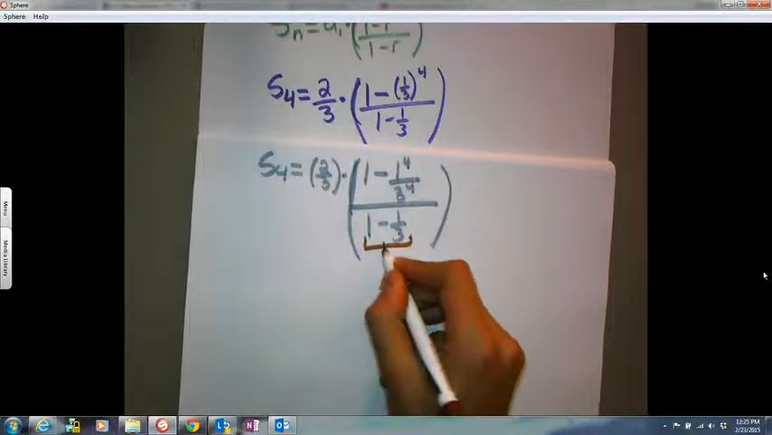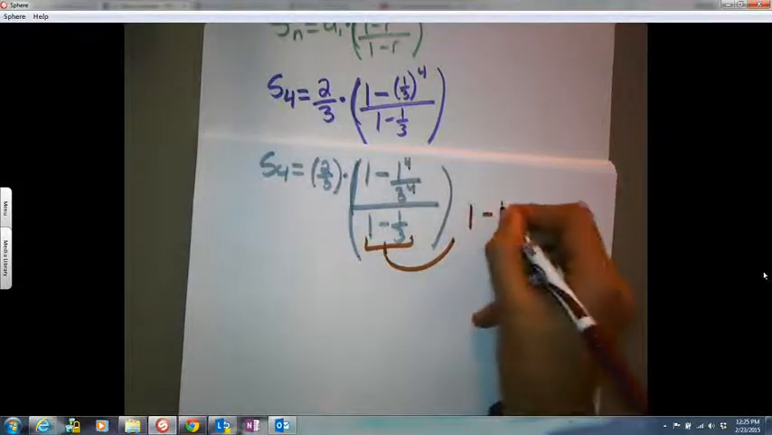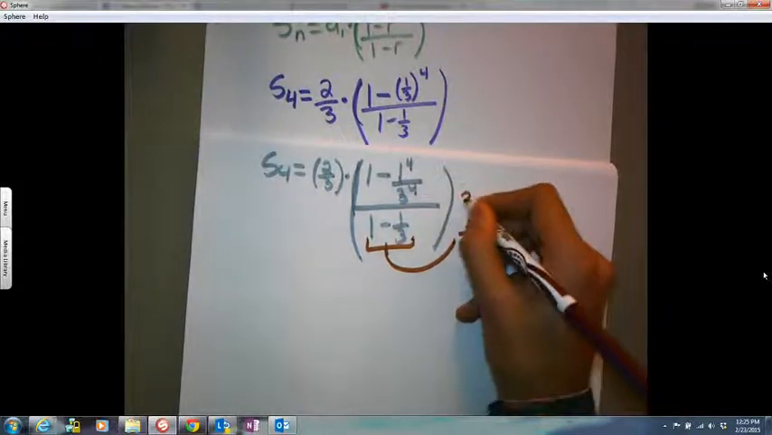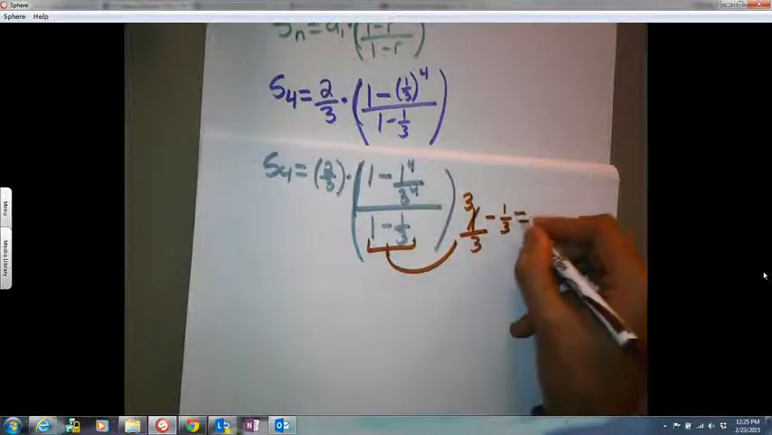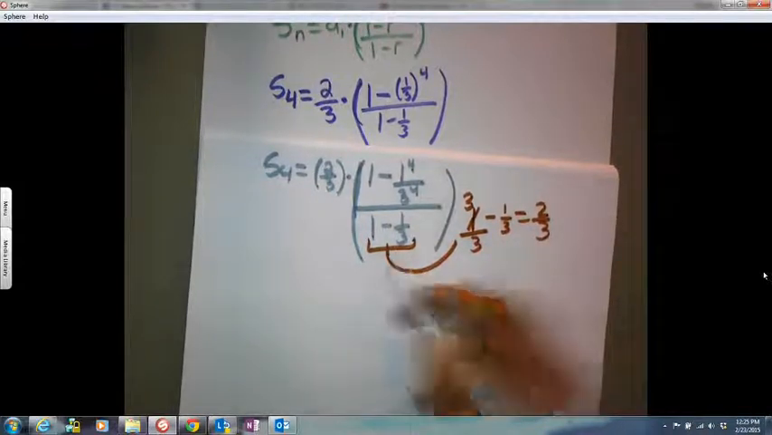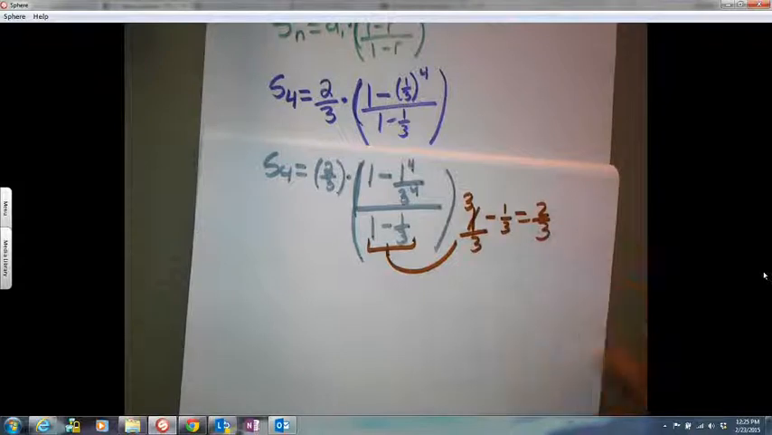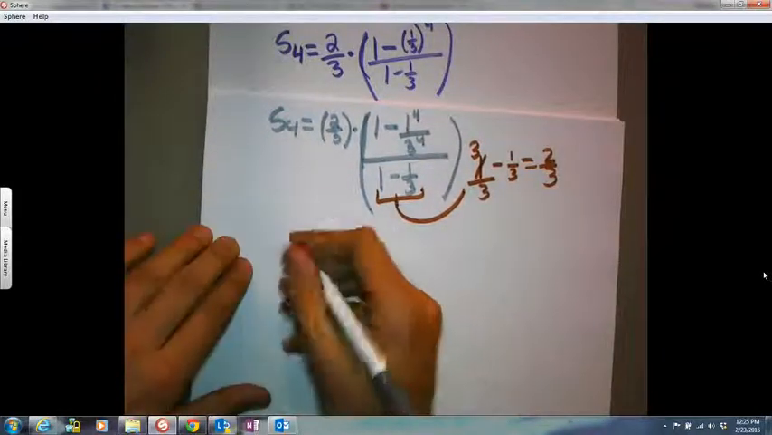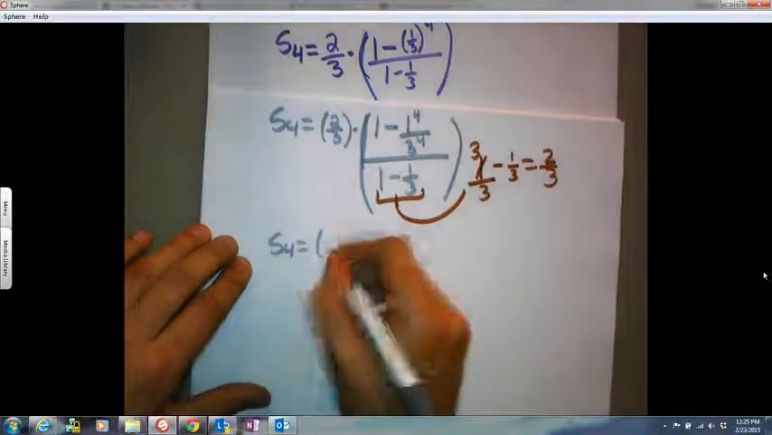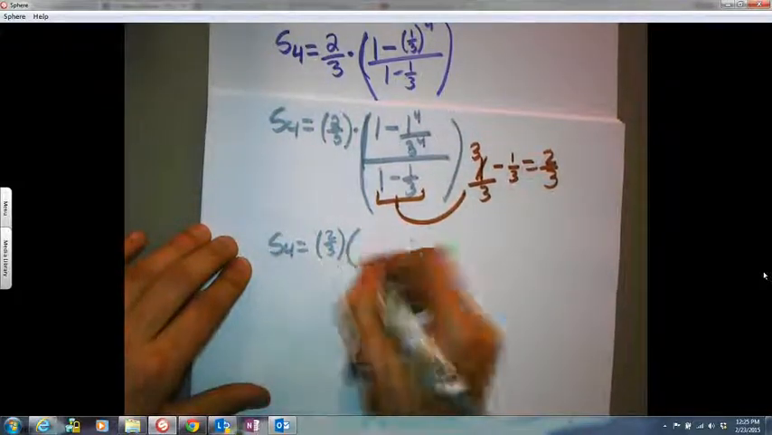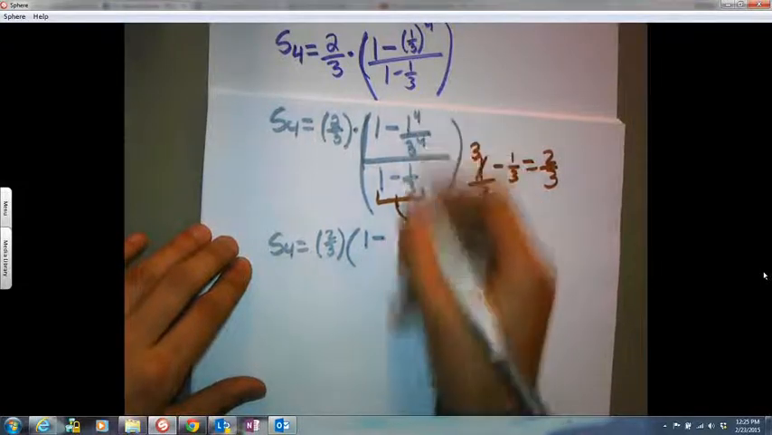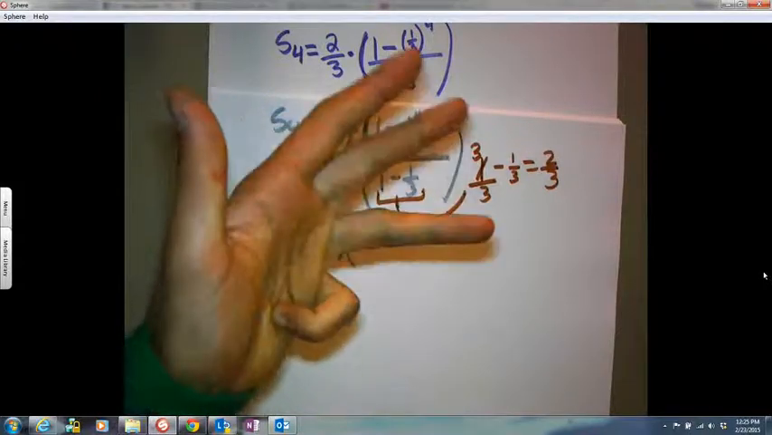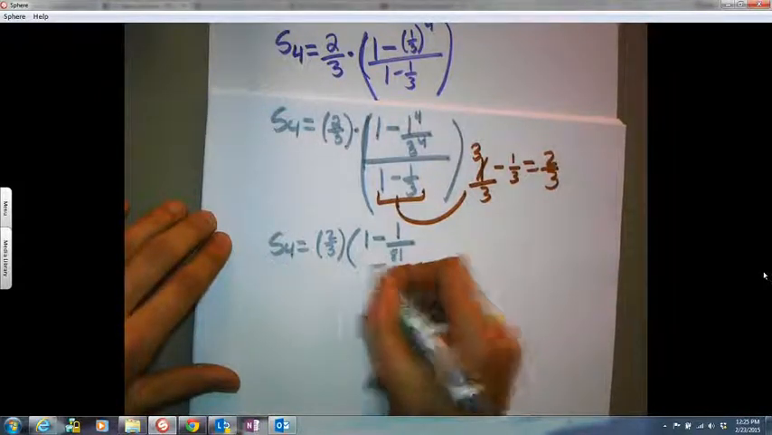1 minus 1/3, well, 1 can also be written as 3 over 3, common denominator. 3/3 minus 1/3 is 2/3. So the bottom of this fraction is really just 2/3. So let's simplify some more. S4 equals 2/3 times 1 minus 1 to the 4th power is just 1. 3 to the 4th power, 3, 9, 27, 81. All divided by 2/3.